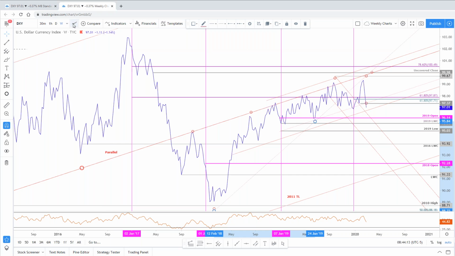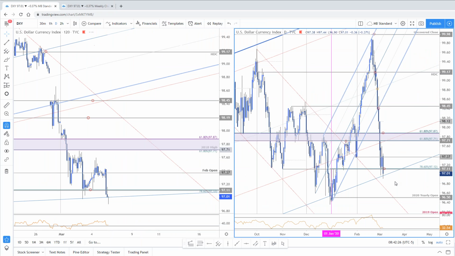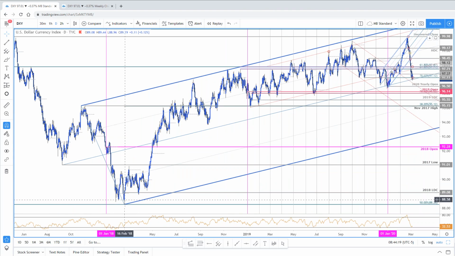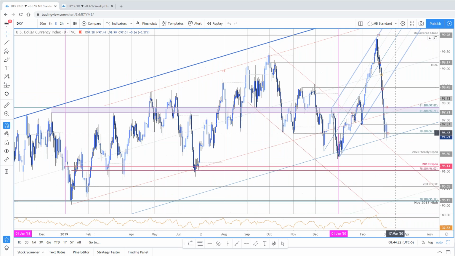All right, that's the weekly chart. The daily chart for DXY looks like this. The slope we've been following just off September and February, the median line is now in play. 78.6 retracement, 97.12. We talked about the lows from November and October of last year. That was also 97.11. We're trading there right now.